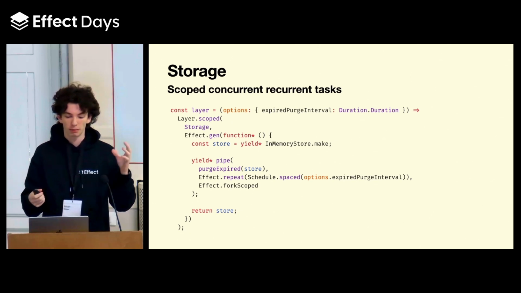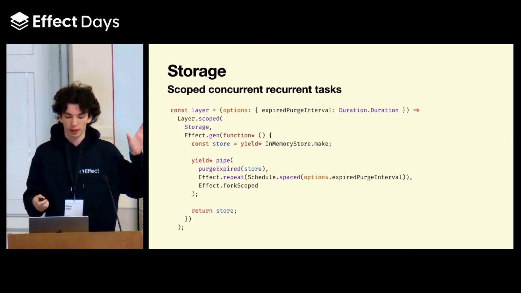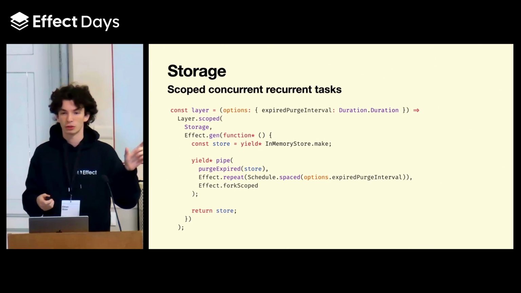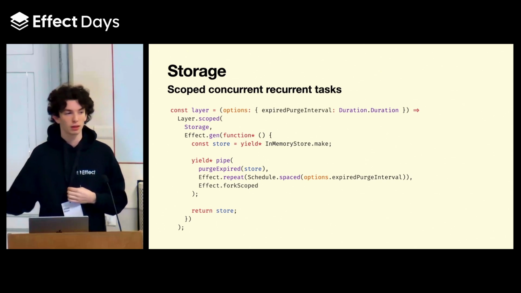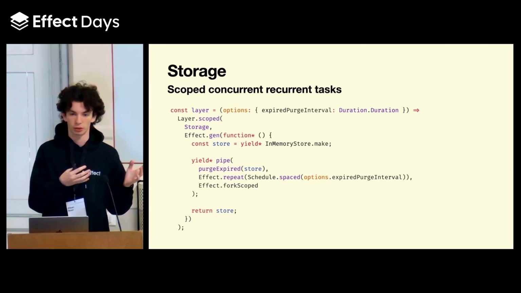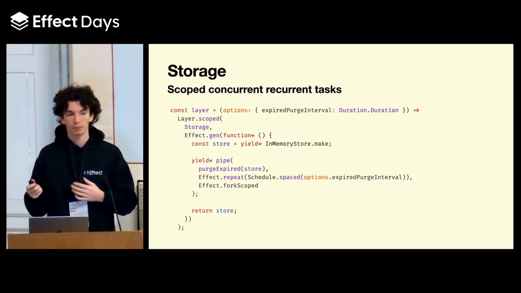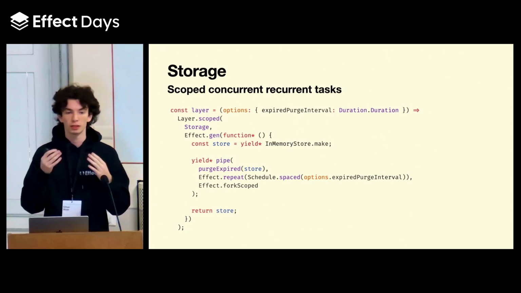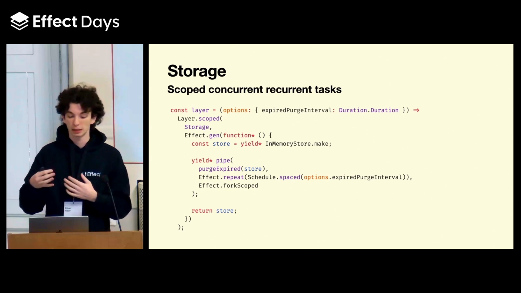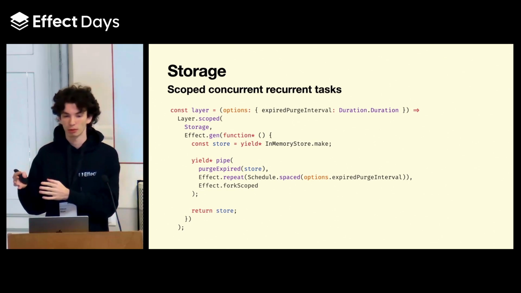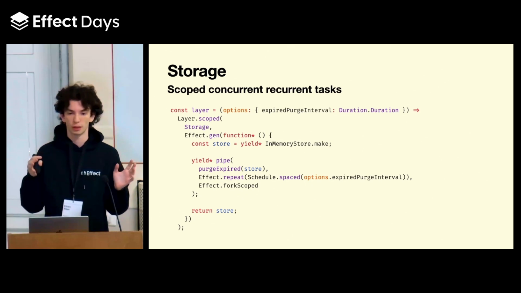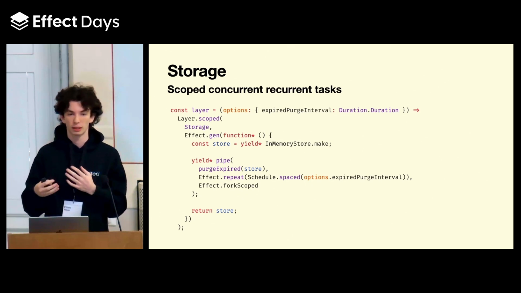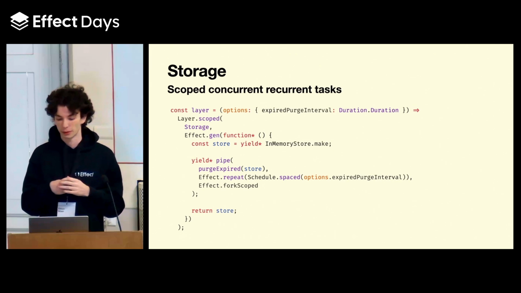This layer takes in a duration, and then we can repeat this effect according to a space schedule on that duration. So if the input was Duration.minutes(5), then we would repeat this purge expired function, the cleanup function, every 5 minutes. And then we're calling fork scoped, which runs this repeated cleanup task in a separate concurrent fiber. Fork scoped ties that fiber's lifetime to a scope, and then using Layer.scoped, that absorbs that scope into the layer. So this concurrent task's lifetime is tied to the lifetime of the layer.